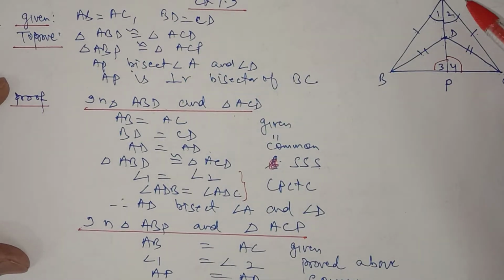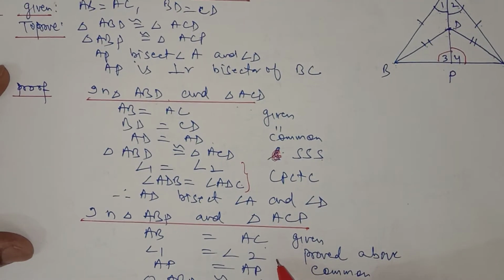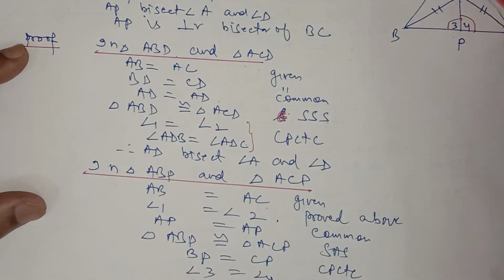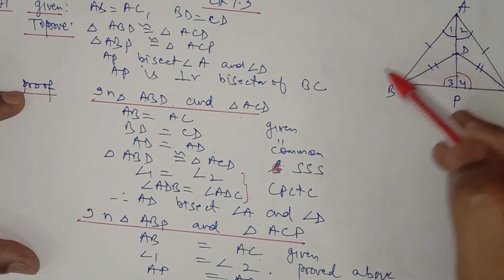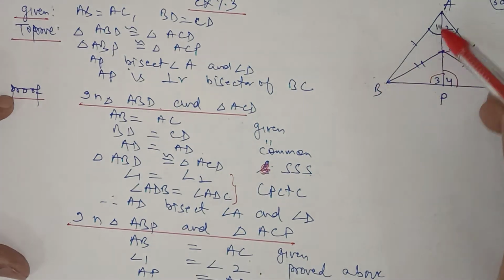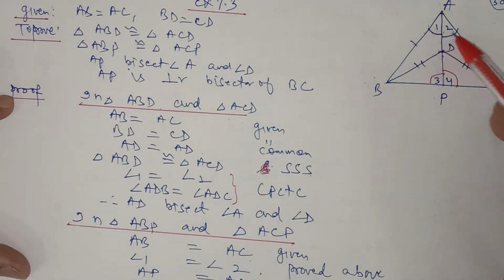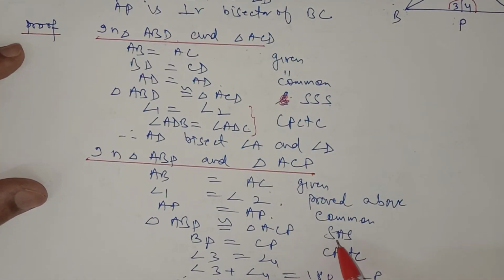Now in triangles ABP and ACP, AB is equal to AC, it is given. Angle 1 is equal to angle 2, we have just proved that they are equal, and AP is common. So in triangles ABP and ACP, they are congruent by side, angle, side. This side is equal to this, this angle is equal to this, and AP is common. These triangles are congruent by side, angle, side.